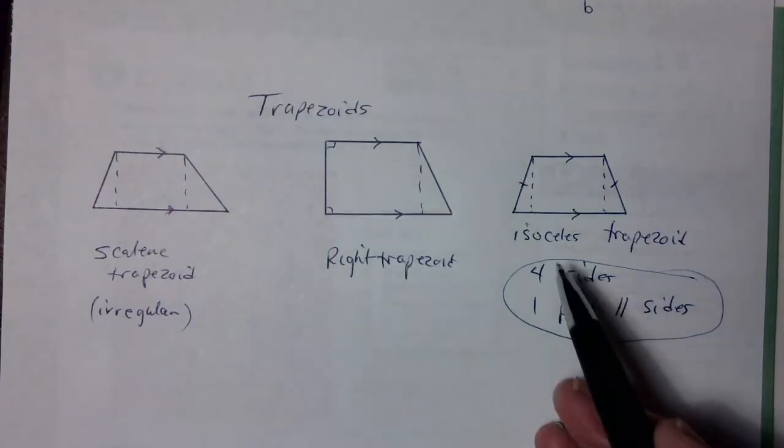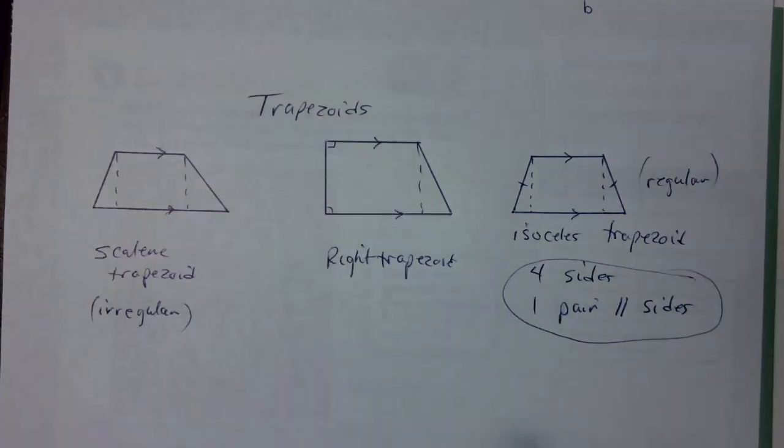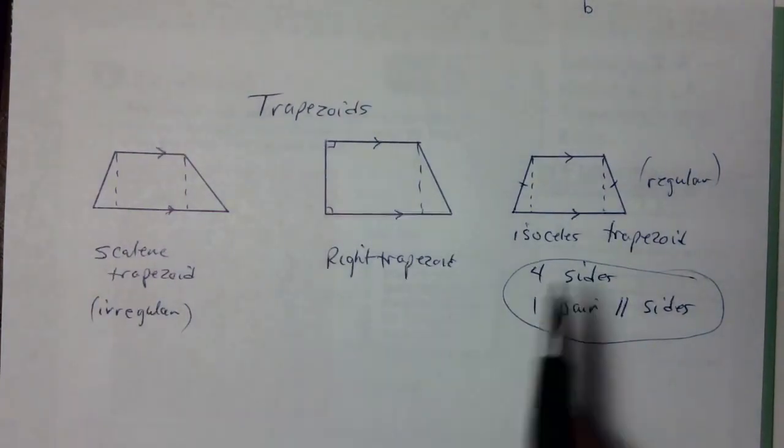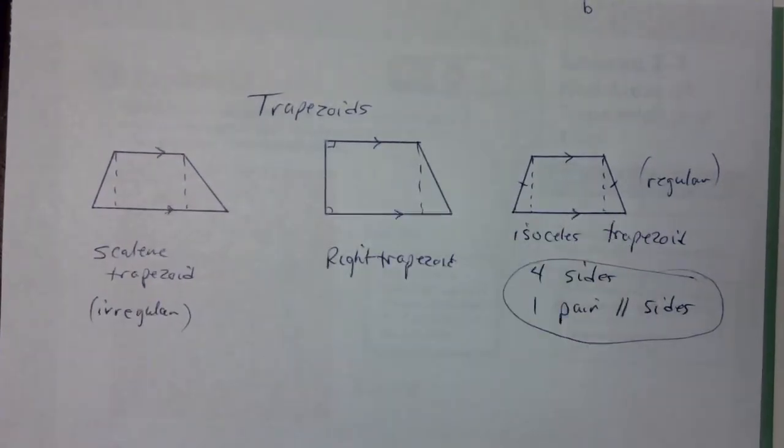Oh, and by the way, this one is called a regular trapezoid, where this one was called irregular. This one's called regular. These two side lengths don't match in this one, and they do match in this one. Okay, so now you know what a trapezoid is.